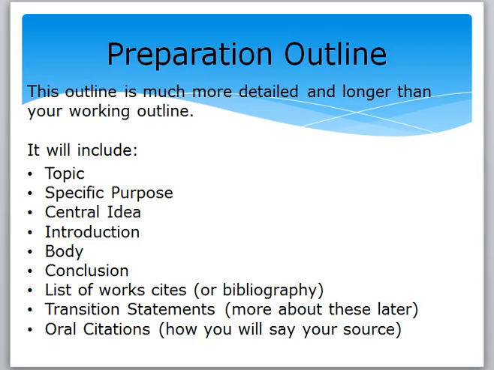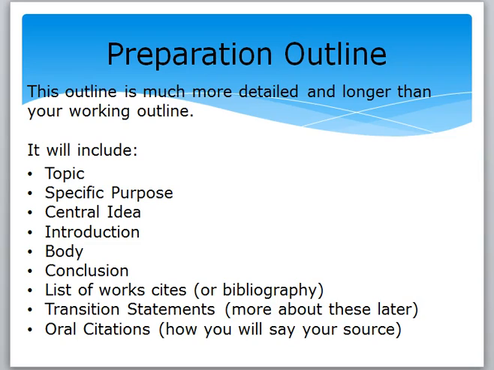Your preparation outline includes many parts. At the top of your preparation outline will be your topic, your specific purpose, and your central idea. You then have an introduction. Your introduction will include different parts, and there will be a separate mini lecture and material presented about the introduction. You will then have the body of the speech. This is where most of the information is contained. And finally, you will have a conclusion, some way to wrap up your speech.